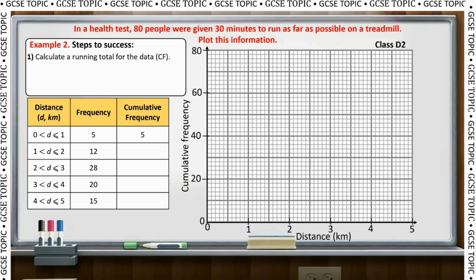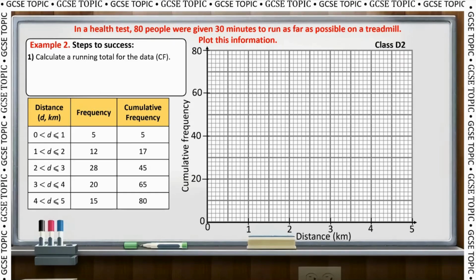In order to get my next cumulative frequency, I will add 5 plus 12, which gives me 17. Onto my third cumulative frequency, I will add 17 plus 28, which gives me 45. Then my next cumulative frequency will be 45 plus 20, which is 65. And for my final cumulative frequency, I will add 65 plus 15, which gives me 80. I can cross-reference this with the information provided in the question, as the total for my cumulative frequency matches the number of people in the health test, which was 80.